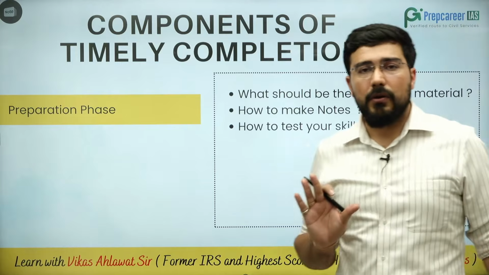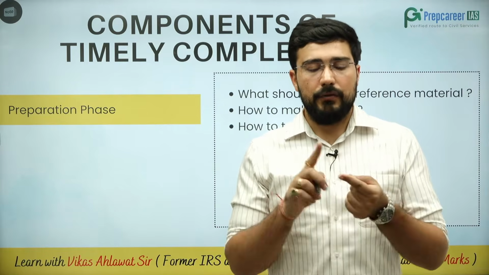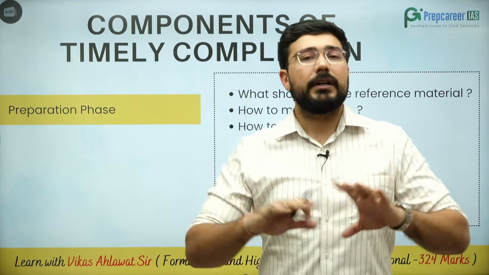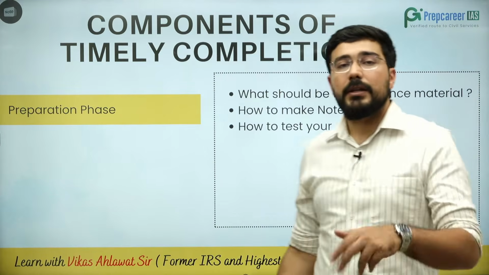So first of all, you have to create a period-wise sites list. For Paleolithic, these are the 15-20 sites. For Mesolithic, these are 10 sites. For Neolithic, these are the 30 sites. So that should be done. How to test your skill? Then it will be the later part.